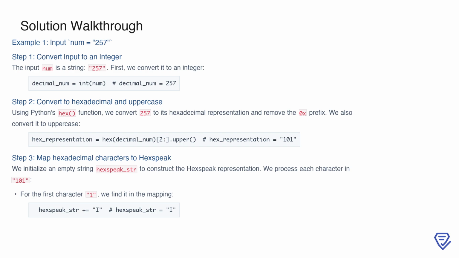Now, we begin the process of mapping each hexadecimal character to its corresponding Hexspeak equivalent. We initialize an empty string called hexspeak_str to build the Hexspeak result. For the first character, 1, we refer to the mapping and find that it corresponds to I. This means we append I to our hexspeak_str, leaving us with I at this point.